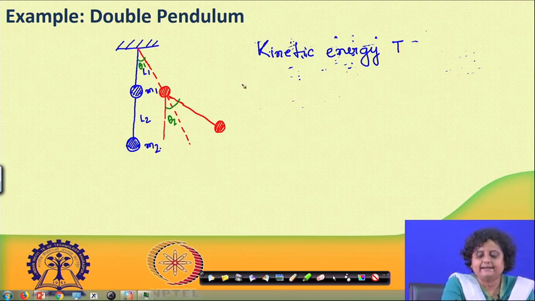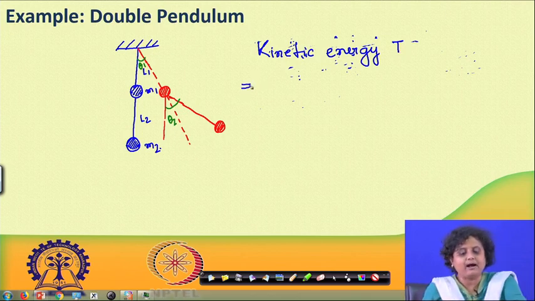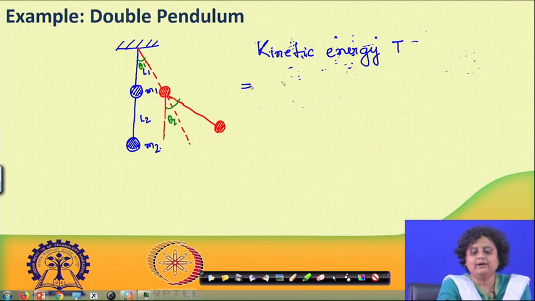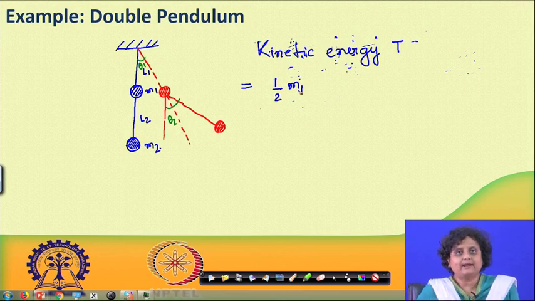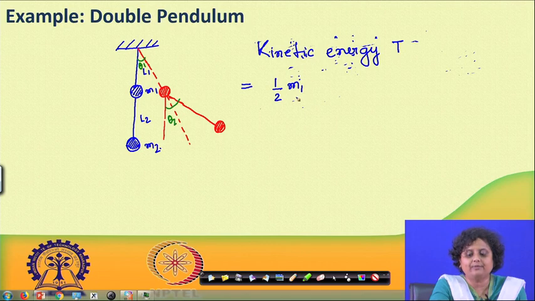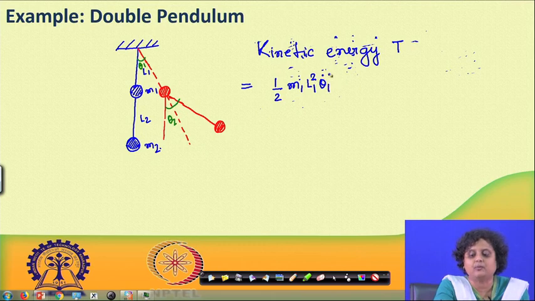So, the kinetic energy T for mass m1 is going to be half m1. We have derived the expression for kinetic energy for a simple pendulum. So, we know that the kinetic energy of mass m1 is going to be half m1 L1 square theta dot 1 square. This is straightforward.